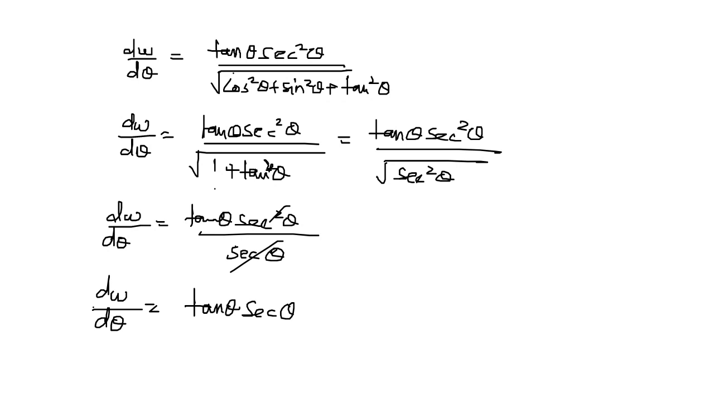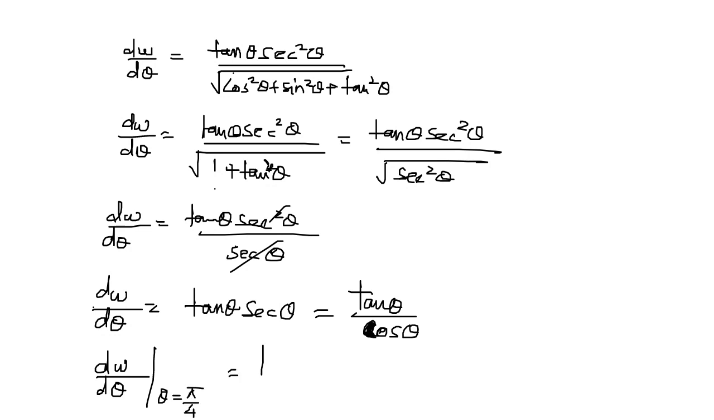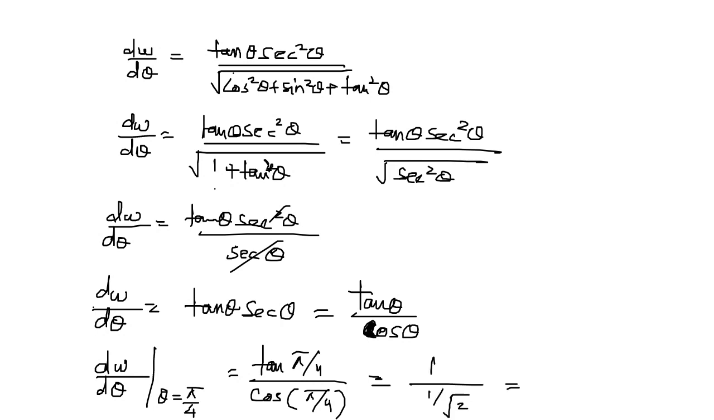You can also write that as tangent of theta divided by cosine of theta, because 1 over secant is equal to cosine of theta. Now you need to find dw by d theta when theta is equal to pi by 4. So tangent of pi by 4 divided by cosine of pi by 4. Tangent of pi by 4 is equal to 1, and cosine of pi by 4 is 1 divided by square root of 2. That is equal to square root of 2. So this is the answer.